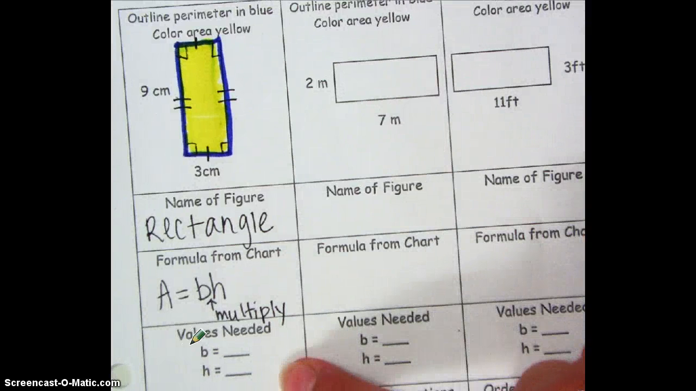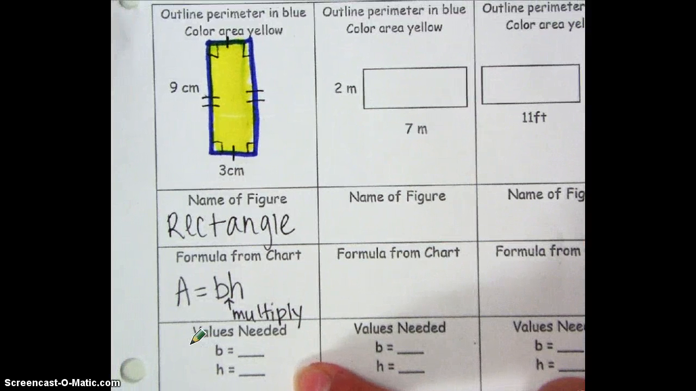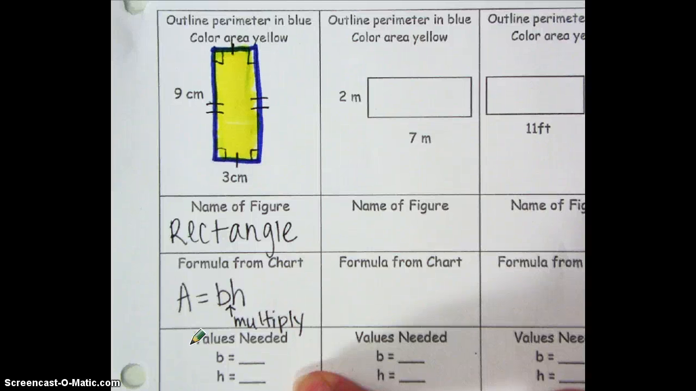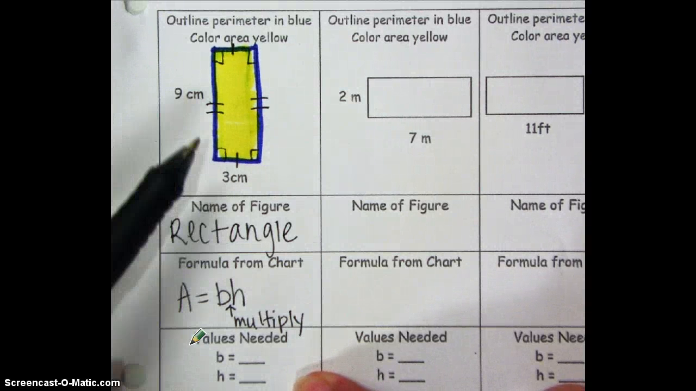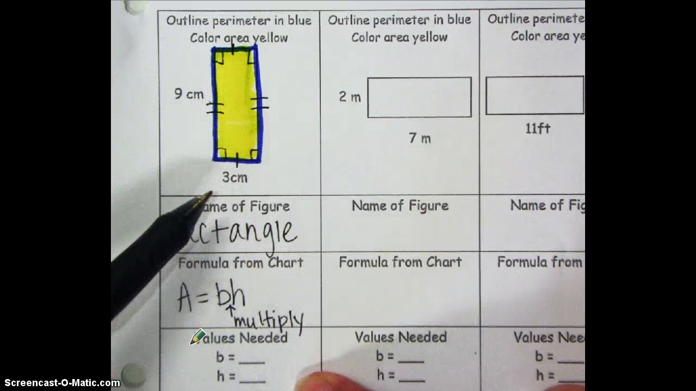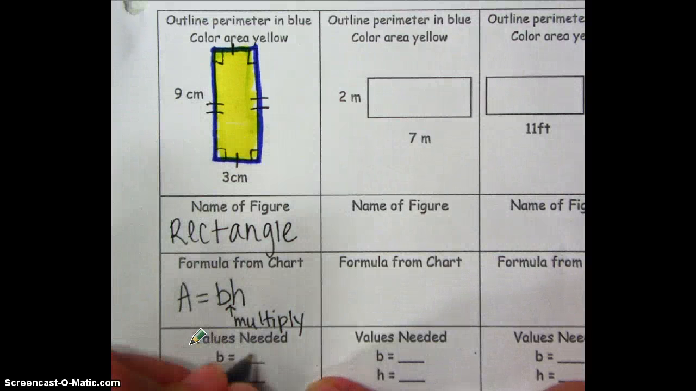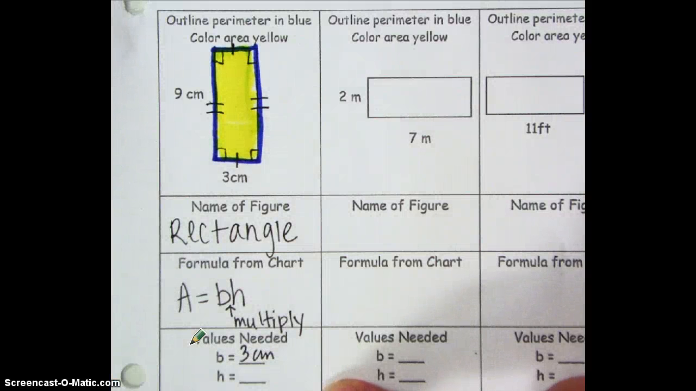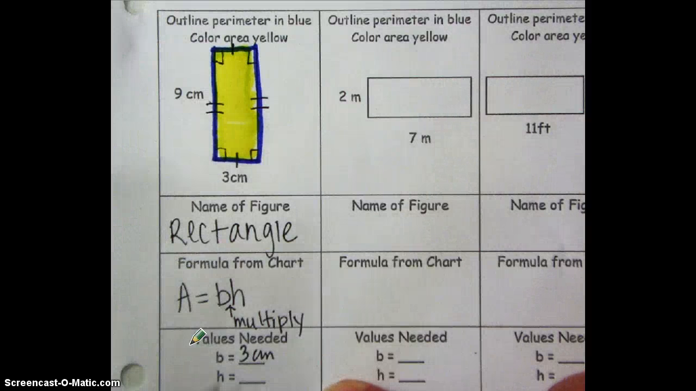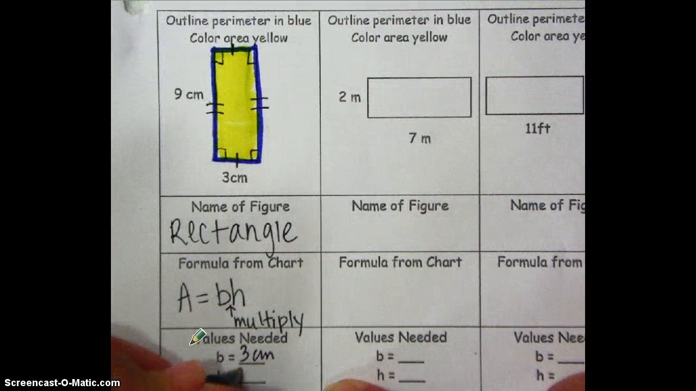Now we're going to go ahead and list the values that we need. For our base, it doesn't really matter on the rectangle what we use as the base or the height, but because of the way this rectangle is situated, I'm going to say the base is the 3 centimeters, because it's kind of sitting on those 3 centimeters. And then the height is going to be the 9 centimeters that you see on the left here.